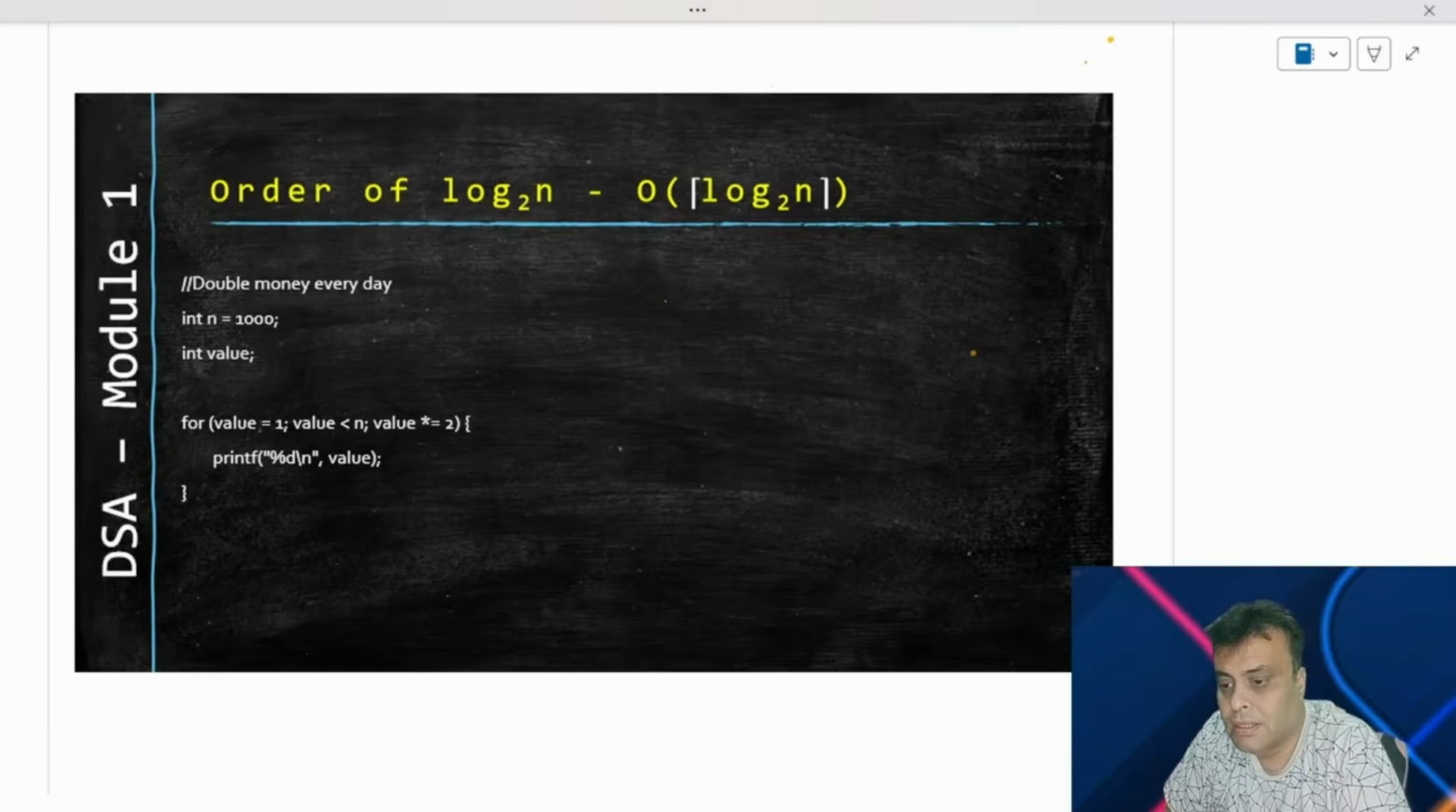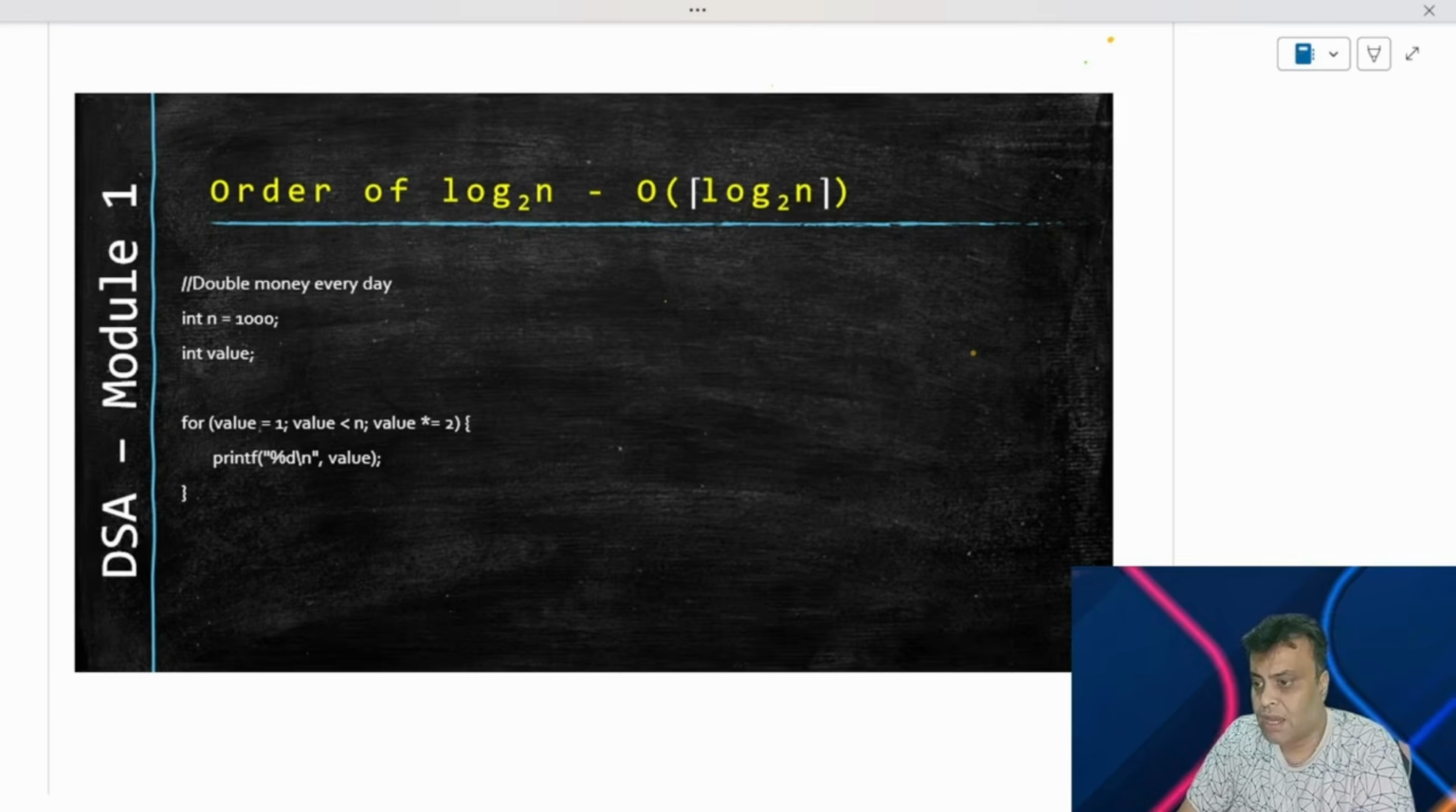Hello, welcome back. We have finished most of the time complexities that are critical, and we are right now starting a couple of them which definitely are critical, but will fall under a different class of time complexities. We have covered constant time complexity, linear time complexity, and the quadratic and the cubic time complexity. We are now investigating the logarithmic time complexity.